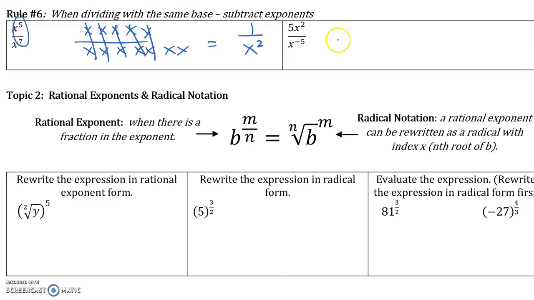For the next one, there are several different ways you can do it. I like to make that number become a happy number by jumping it up to the top. And I would say 5x squared times x to the 5th, technically over 1. X squared times x to the 5th, well, that's 2 x's and 5 x's, which makes 7 x's.